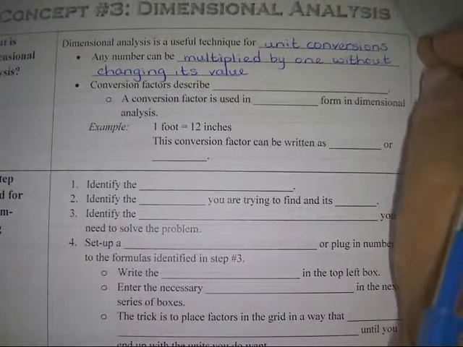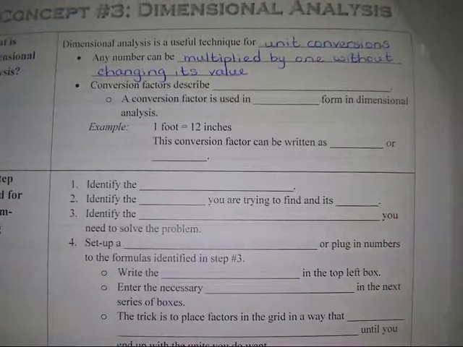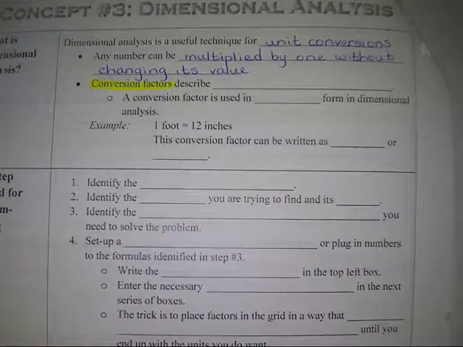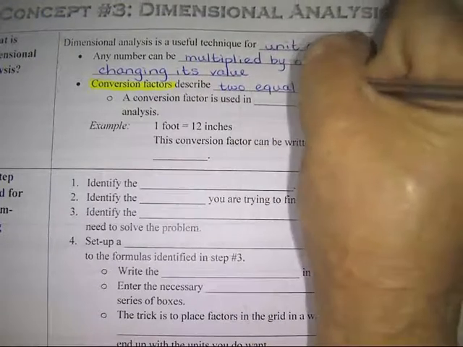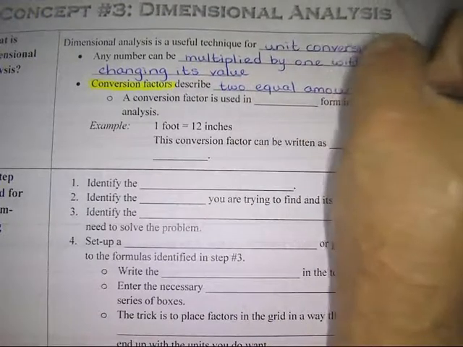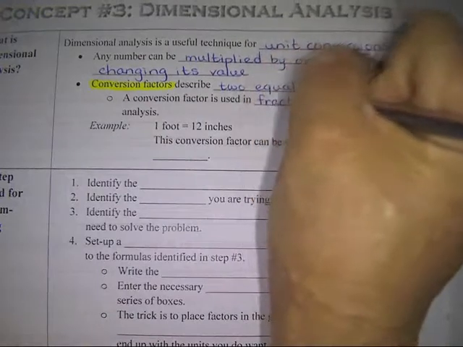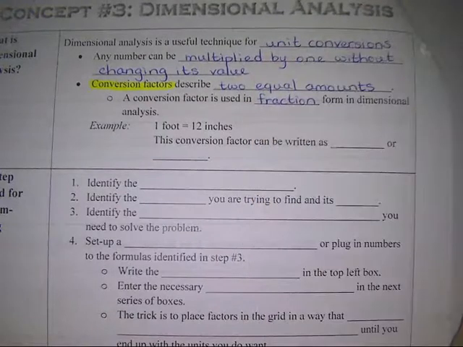Dimensional analysis also uses something called conversion factors. I'm going to highlight this because this is very important. Conversion factors describe two equal amounts, and they can be written in fraction form for dimensional analysis.